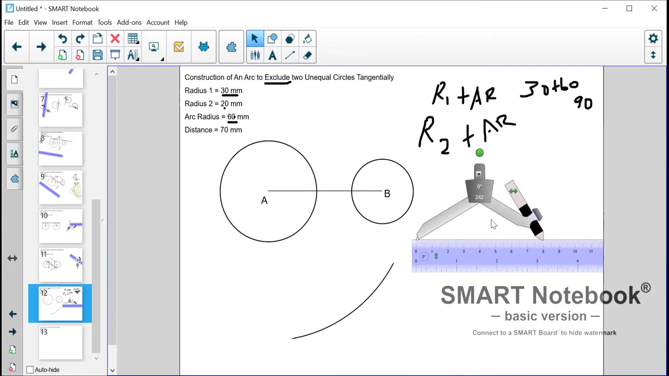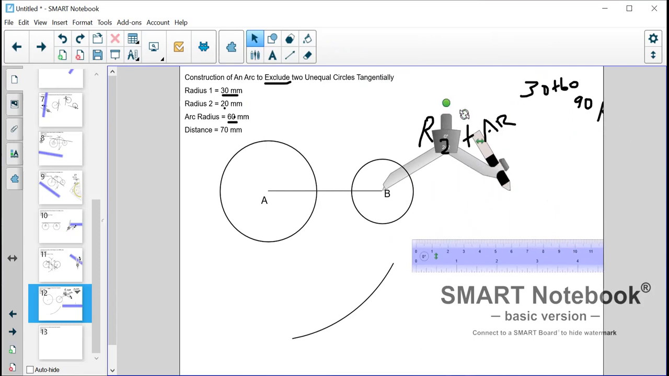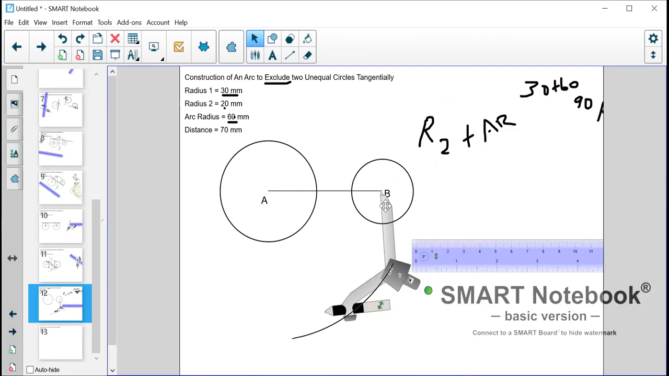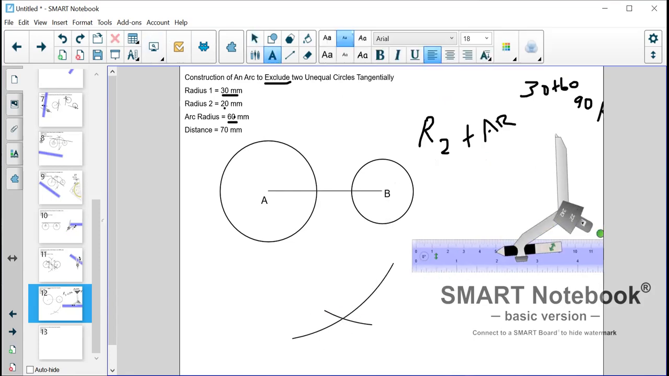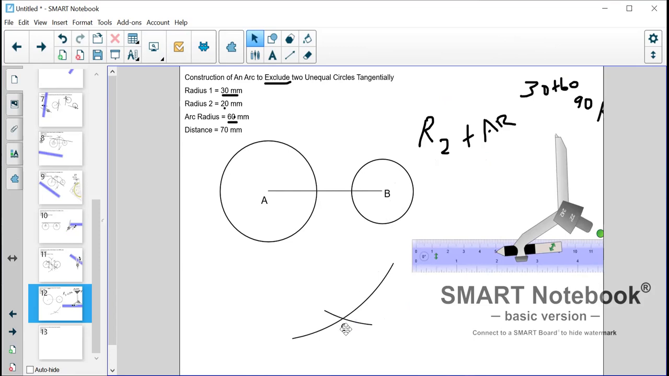Right, we use that measurement of 80 mm. We go from B and we mark an arc to intersect the previous arc that we already had here. So what I'll do, I'll just put that center as C. So that now will give us the arc center, the center of the arc.